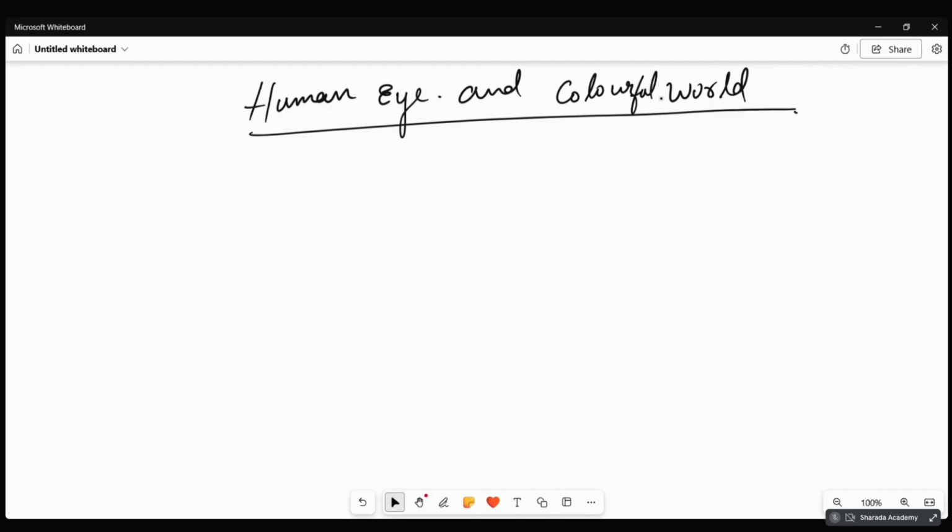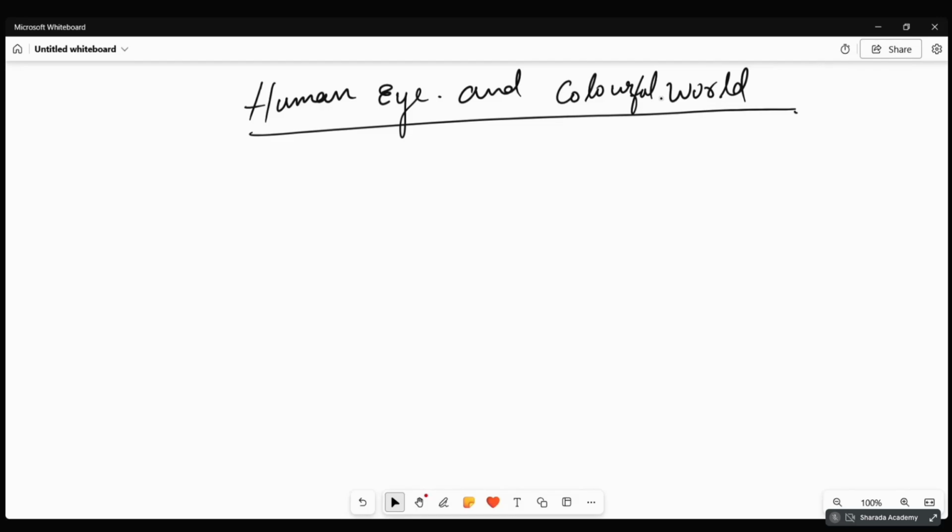Then comes the iris. The iris is a diaphragm which controls the pupil. The pupil is a hole through which the light will pass. So the iris is the one which controls the size of the pupil.